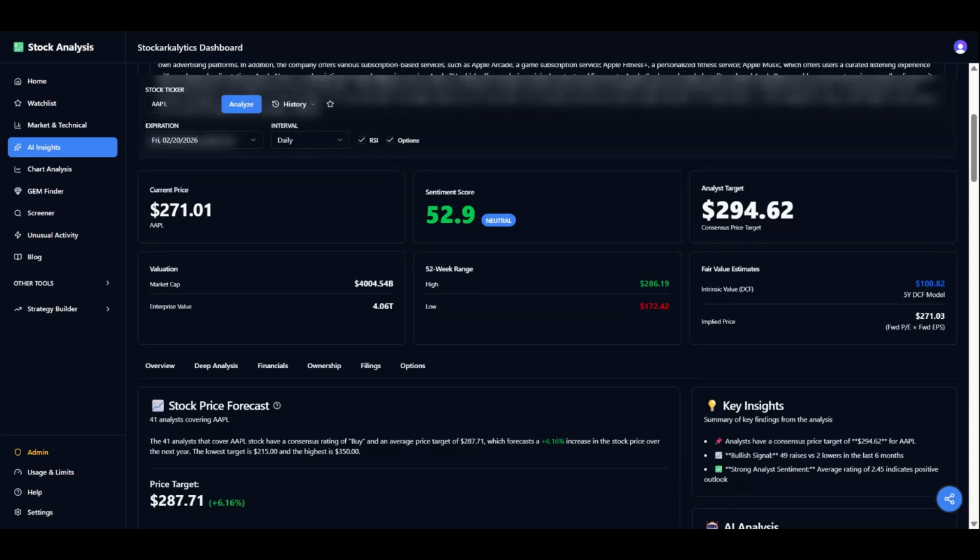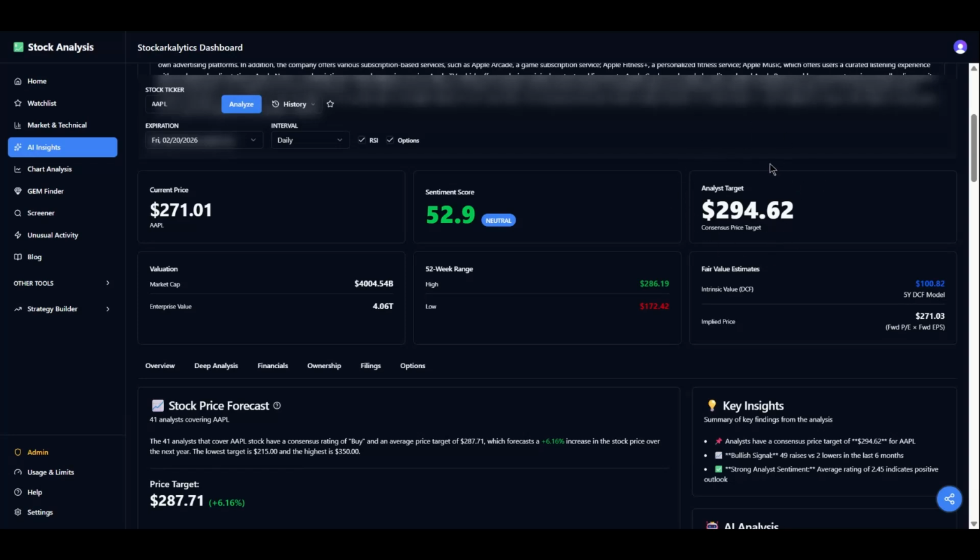Now, this row is your Don't Make Me Scroll summary. It shows you just basic information about the stock, such as the current price, where the stock is trading right now, the sentiment score, which is a 0 to 100 composite score from our sentiment engine. Higher means more bullish conditions across the inputs that we track. Your analyst target is the consensus price target based on analyst coverage.